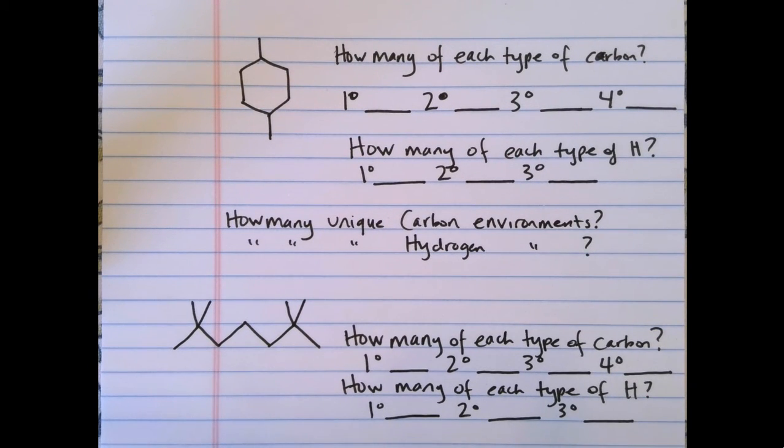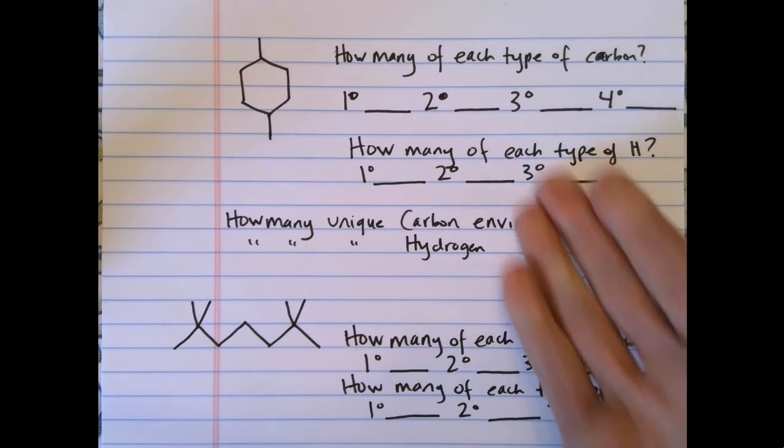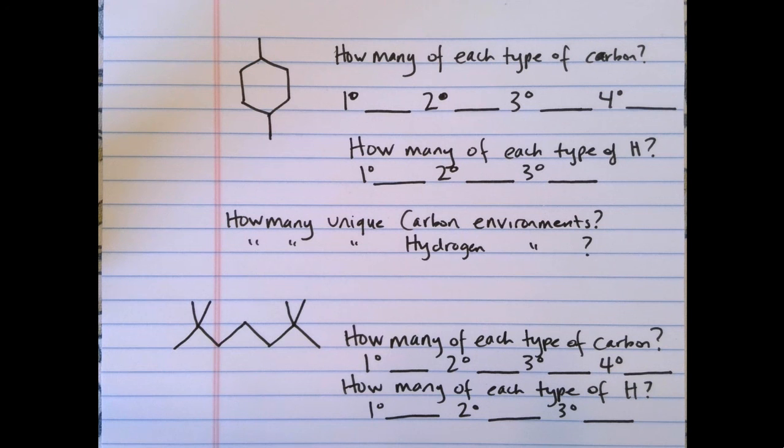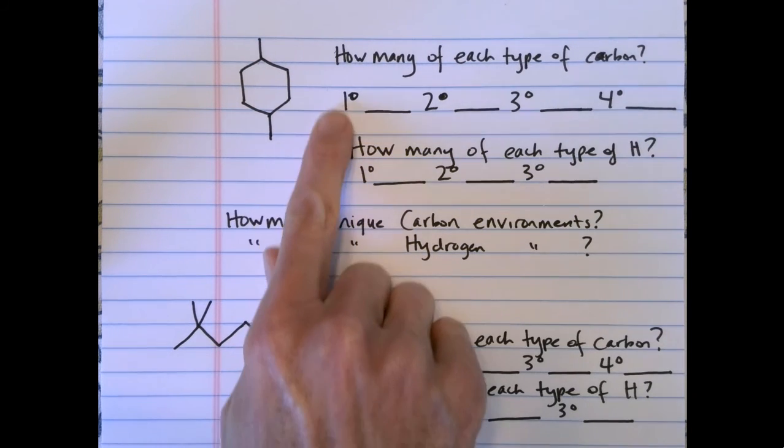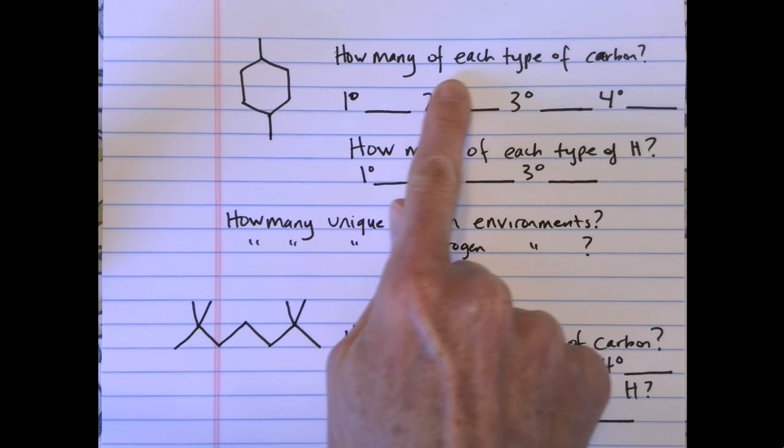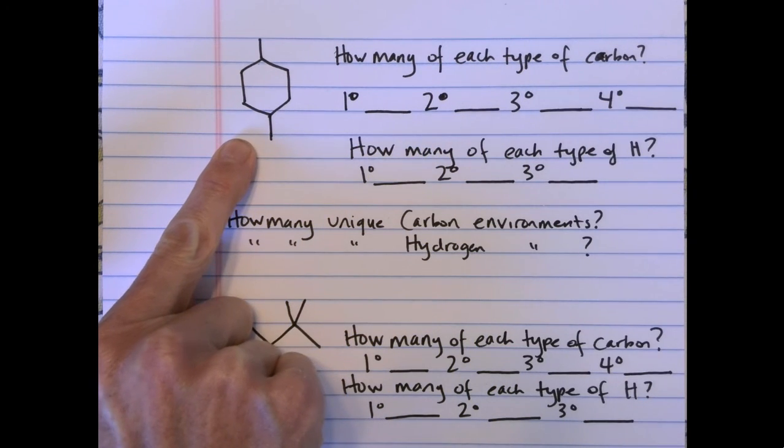Okay, I want to give you a few more definitions and help you to understand a couple different ways of seeing or analyzing hydrogens and carbons within organic molecules. These are the types of questions you could expect to see on an exam or in your homework. And let's talk about what they're asking. This first one says, how many of each type of carbon are in this molecule right here?